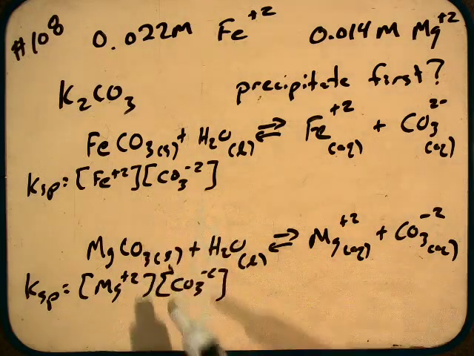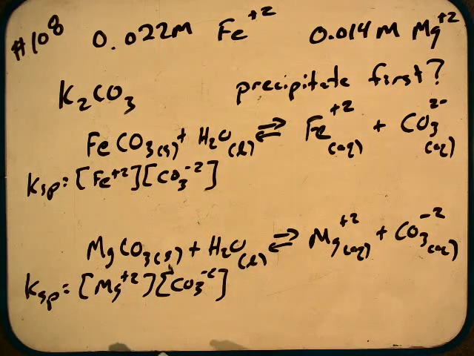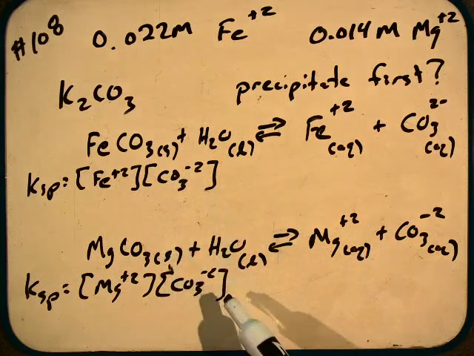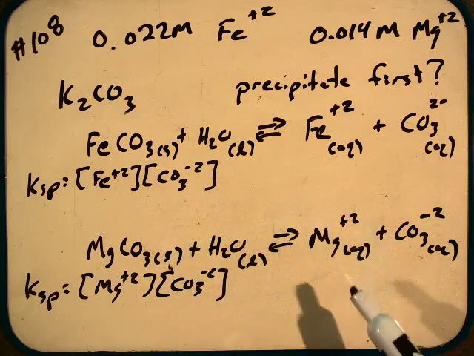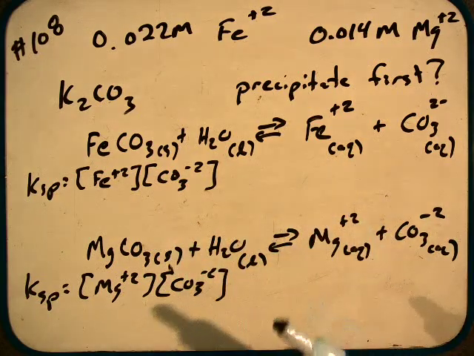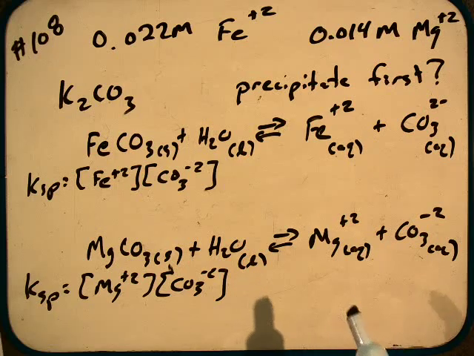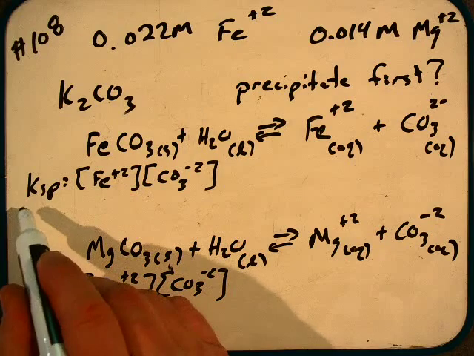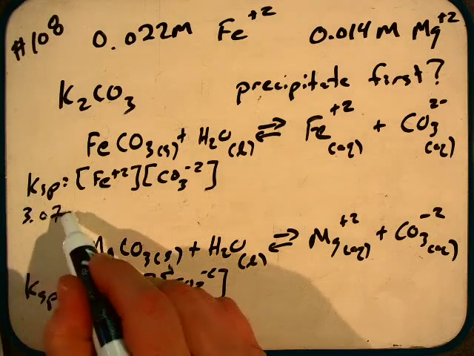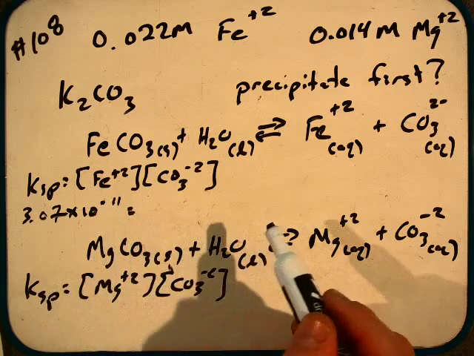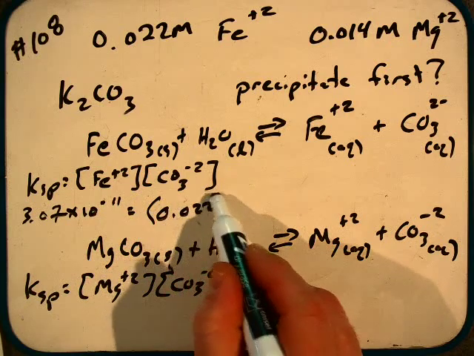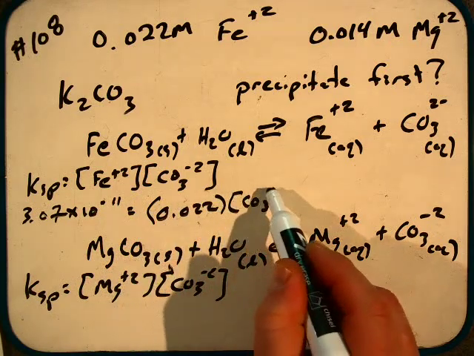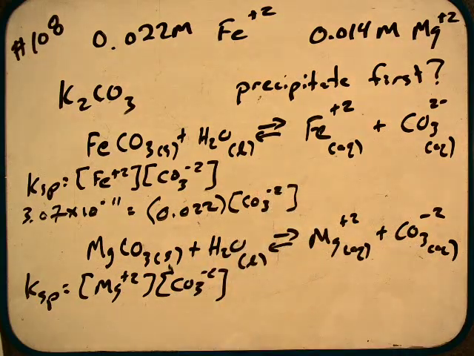So the question is which one of the carbonate concentrations is less? The one that is the less of the two concentrations is then the one that's going to cause your iron to precipitate or your magnesium to precipitate first. So we have to go to a table and look up the KSP values. For our iron, the KSP is 3.07 times 10 to the negative 11th. And so that's going to be equal to my iron concentration, which is 0.022, times this carbonate concentration. And that's what we are looking for.